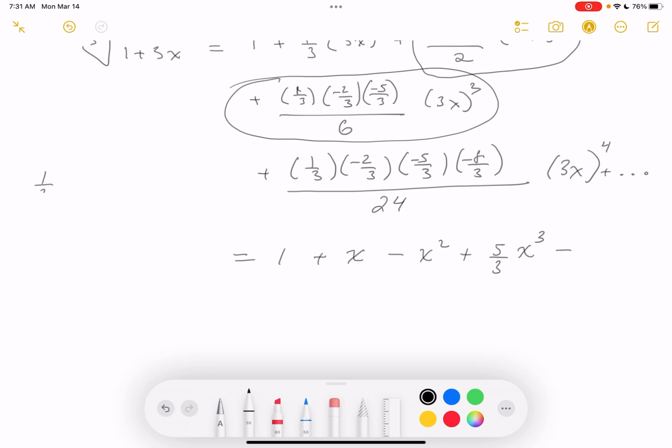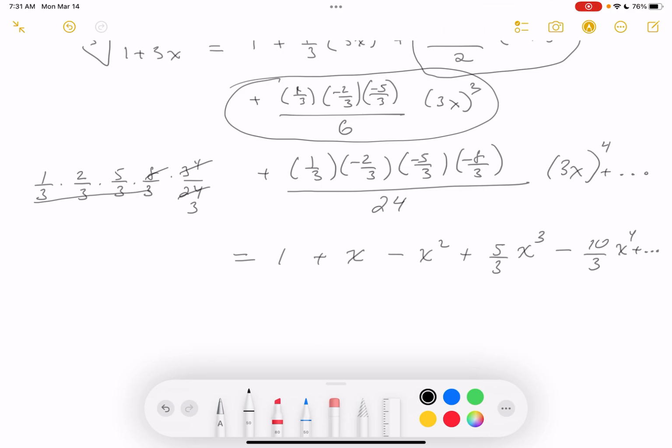So 1/3 times 2/3 times 5/3 times 8/3, and then times 3 to the 4th, and then you get 24 on the bottom. Well, 4 factors of 3 cancel. Let's see, 8 goes into 24 3 times, and then you get 10/3. x to the 4th power plus yada, yada, yada. Now, when I say plus yada, yada, yada, I'm not saying that's a plus sign there. I'm just saying there's a bunch of terms we need to add on.